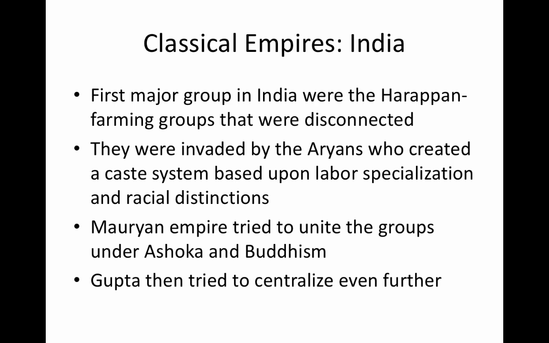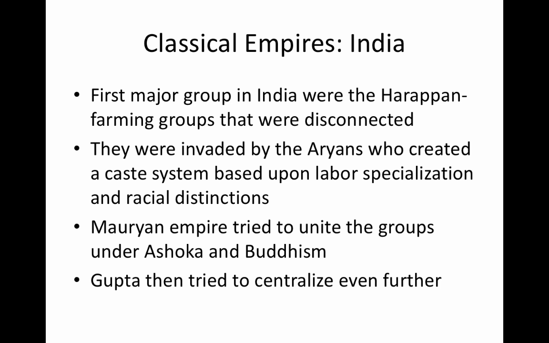In the case of India, India started off with the Harappan farming groups. These were basically a disconnected, sort of confederation of farming groups that were spread out all over India. There really was not any centralization. They were eventually invaded by the Aryans, an Indo-European group, probably from the Eastern European region, who came down into India and then eventually created a caste system, which was religiously justified but used for labor specialization and racial distinctions.